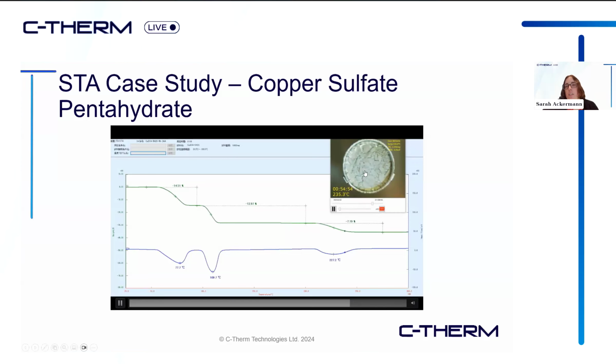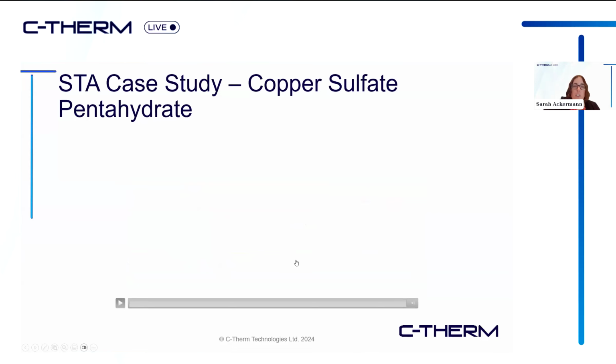The thing that we can see here is that the color does change slightly, which is not the classical color of copper sulfate. So that's information about this material which would not have been available just on the TGA, or the STA for that matter.